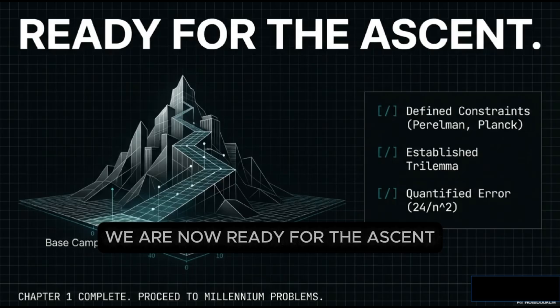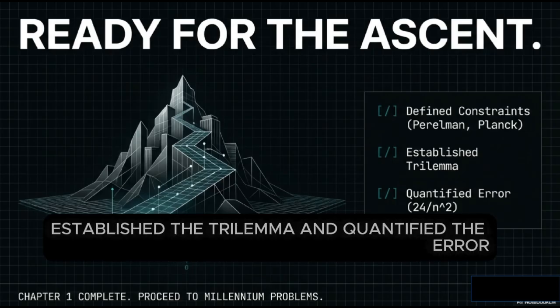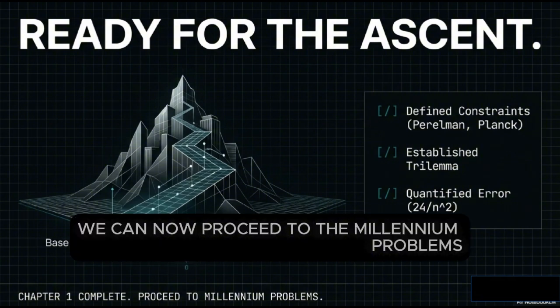We are now ready for the ascent. We have defined constraints, established the trilemma, and quantified the error. Chapter 1 is complete. We can now proceed to the Millennium Problems.